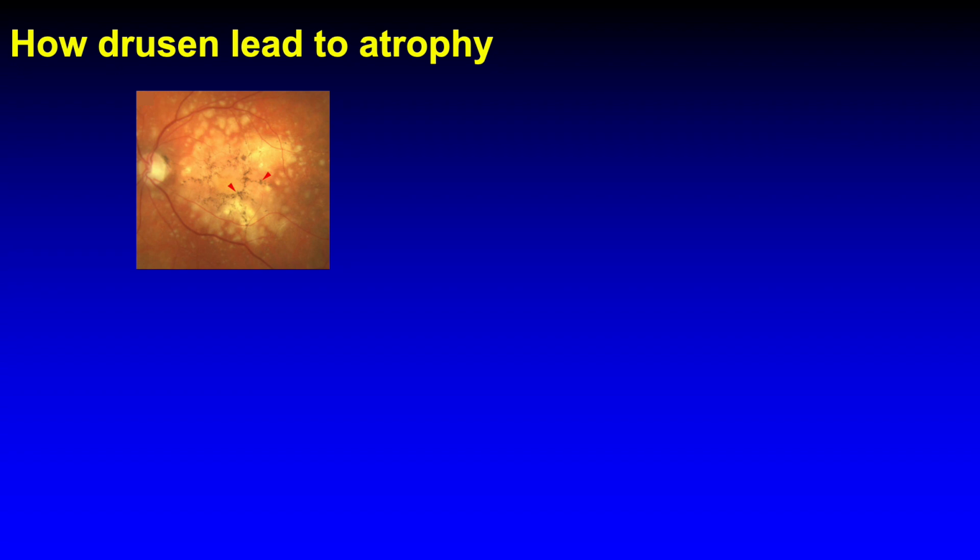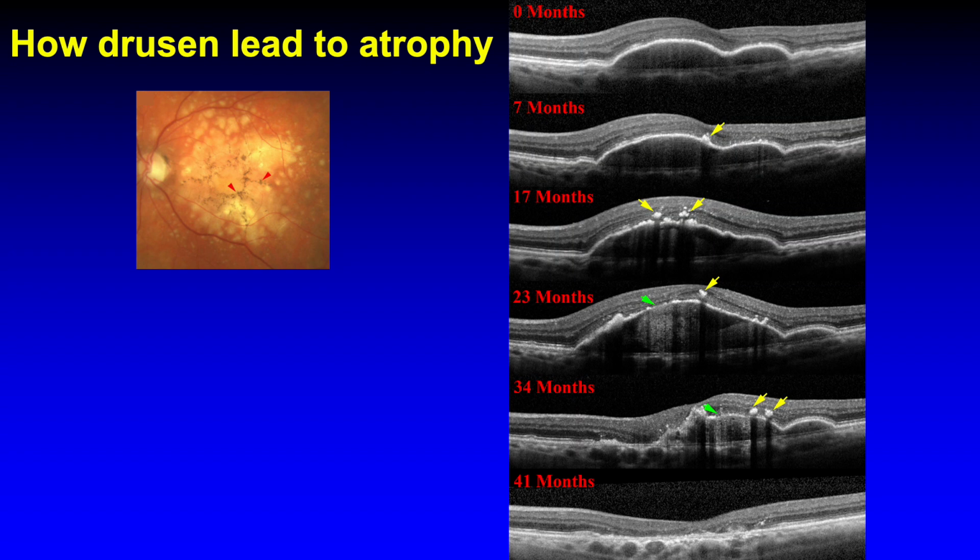An important missing piece of the AMD puzzle was how drusen led to atrophy, and this became clearer with OCT. Let's look at this large drusenoid pigment epithelial detachment, or PED. In the B scans, the RPE starts out as smooth and even. At 7 months, RPE cells can be seen to leave the top of the PED and migrate inwardly.